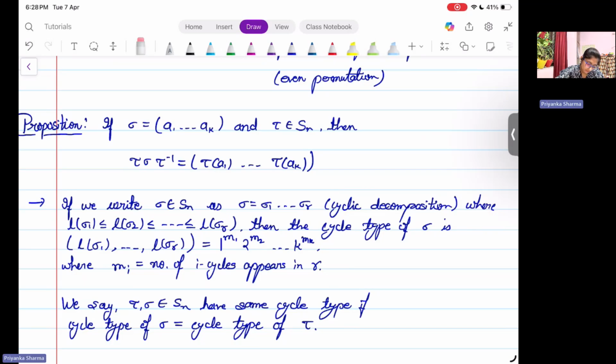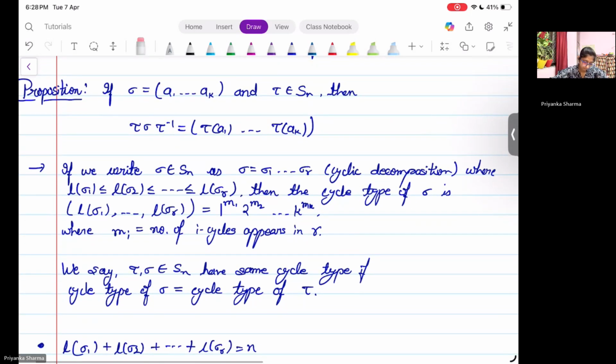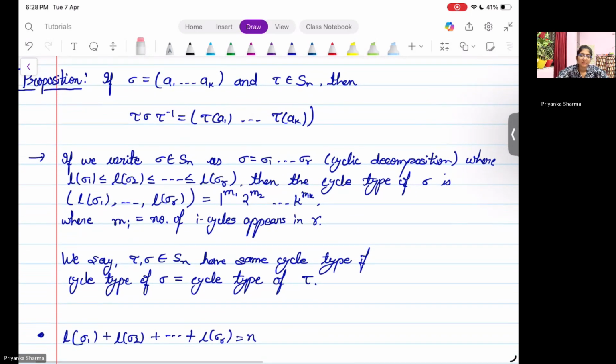Now, we want to study the conjugacy class in symmetric group. So if we have some sigma, which is A1 up to AK, and tau, which is in Sn, then tau sigma tau inverse will be calculated as tau of A1 up to tau of AK. And here we will say this sigma and tau sigma tau inverse are conjugate to each other.